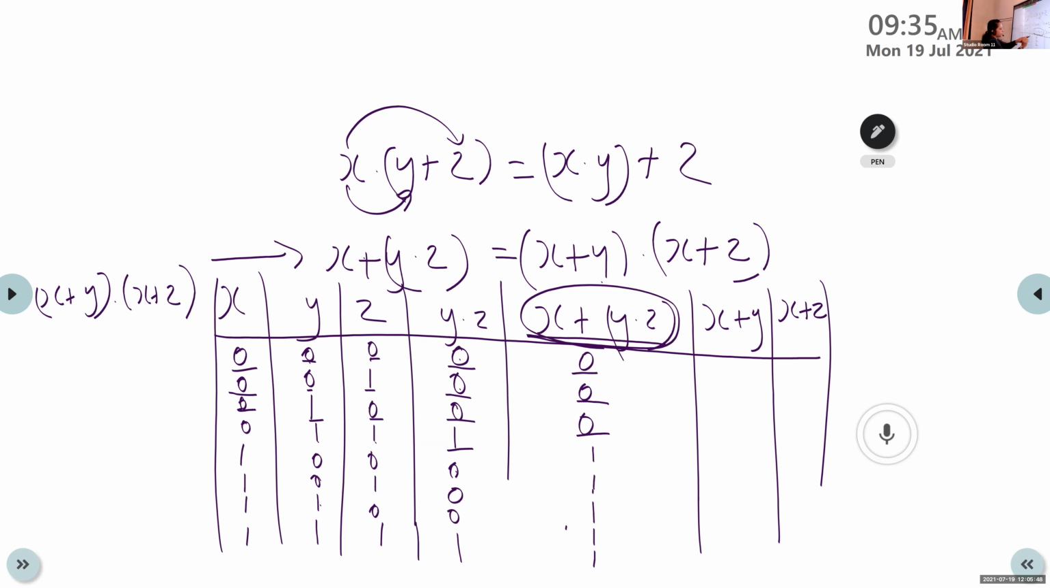Here y dot z is 0, x is 0. So 0 plus 0 is 0. After that 0 plus 0, again 0, then 0 plus 0, again 0. But here it is 0 and 1, so 0 plus 1 is 1. Then here 1 and 0, the result is 1. 1 and 0, the result is 1. Again 1 plus 0, it is 1. What about 1 and 1, Alan? 1 plus 1 is 1.